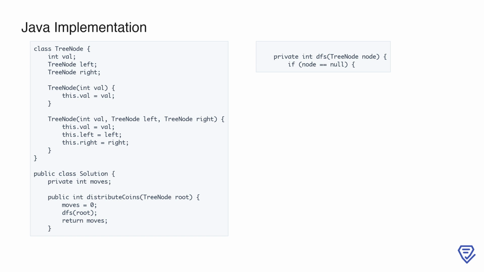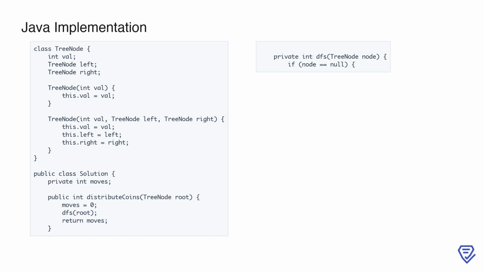Next, we move to the Solution class, where we introduce a private variable, moves, to keep track of the total number of moves required. The main method, distributeCoins, begins by initializing moves to 0 and then calls a helper function, DFS, starting with the root of the tree. The DFS function is our recursive depth-first search method that processes the nodes of the tree to determine coin distribution.